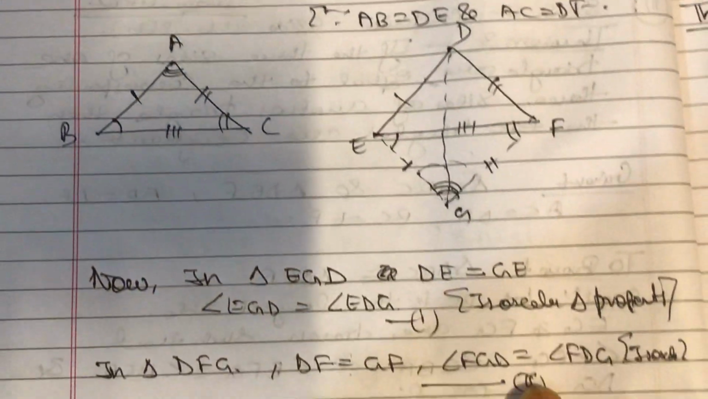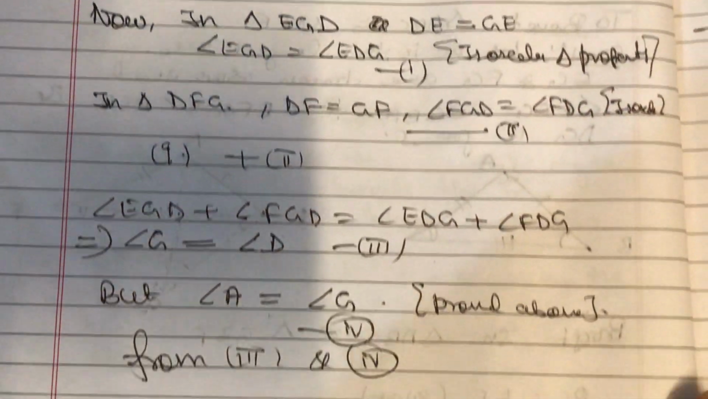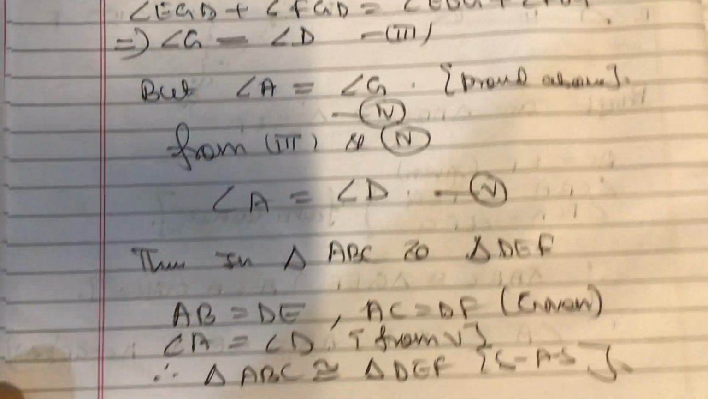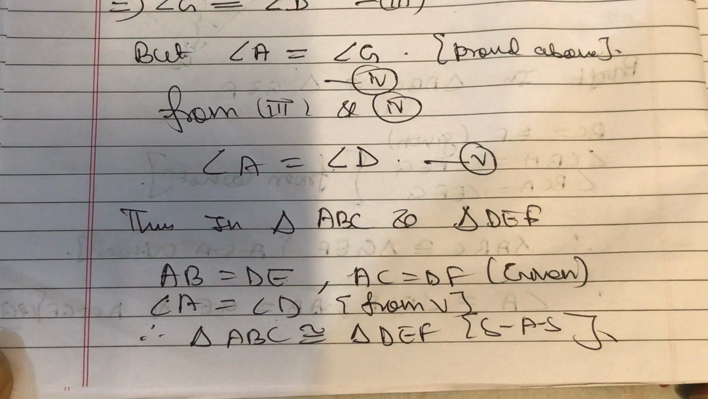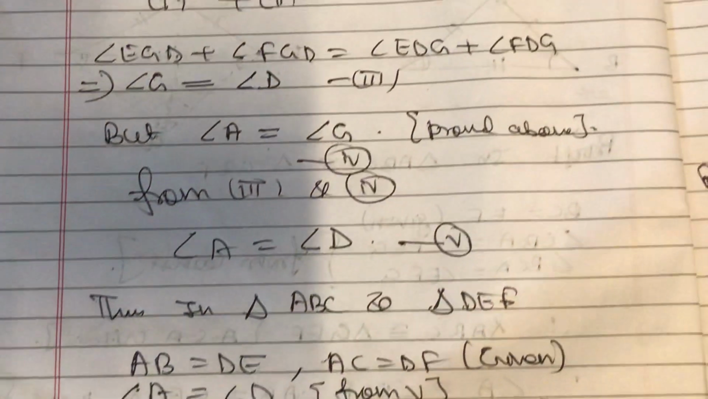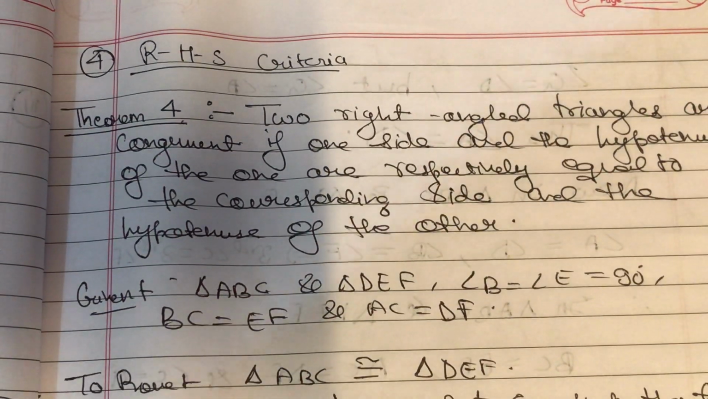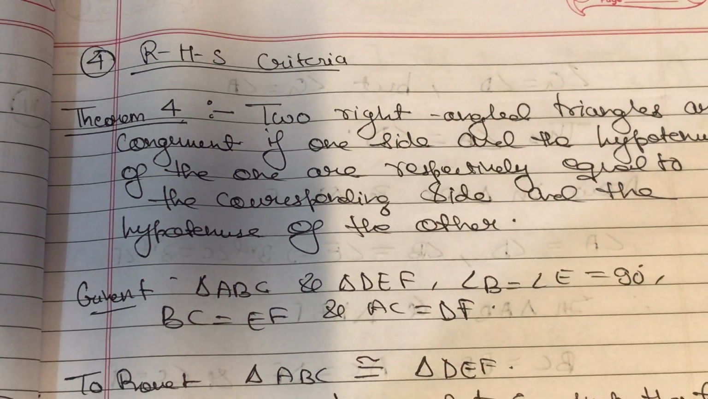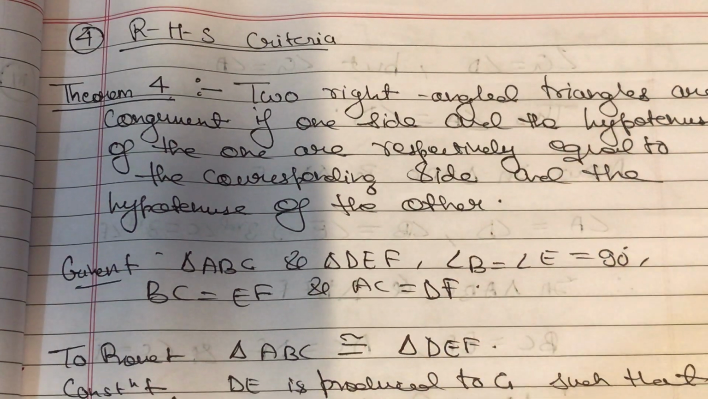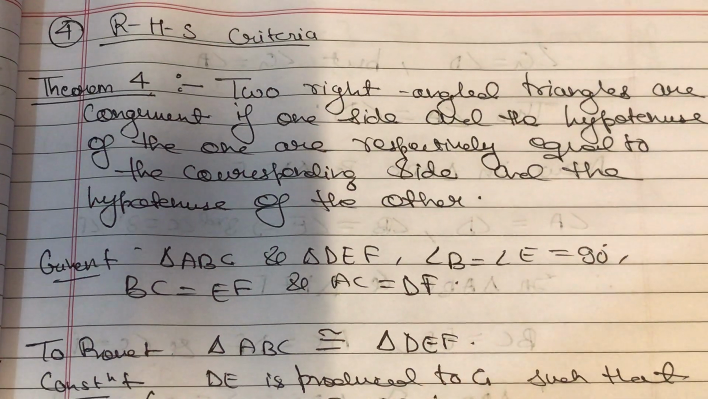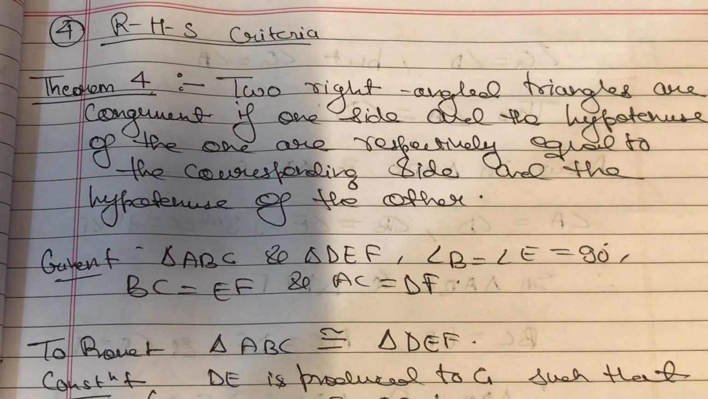So this is how I have proved it, and I have framed my answer, so you can refer to this. This is exactly what I have explained to you right now. Now let's talk about the fourth one. So mark this as a very important one. Also the RHS criteria is a very important one. So a 4 marks question can easily be framed from this.